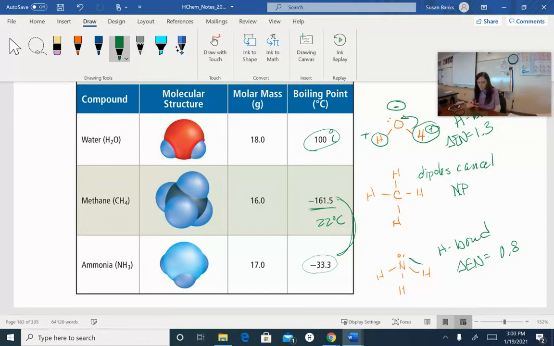So even though water is relatively the same mass as these, because of those super strong hydrogen bonds, it stays in the liquid state because it's so hard for those water molecules to break away to become a gas because of those hydrogen bonds, okay?